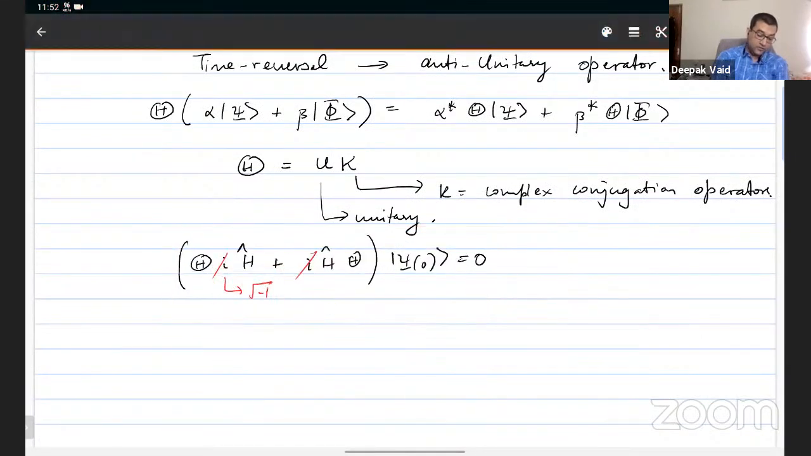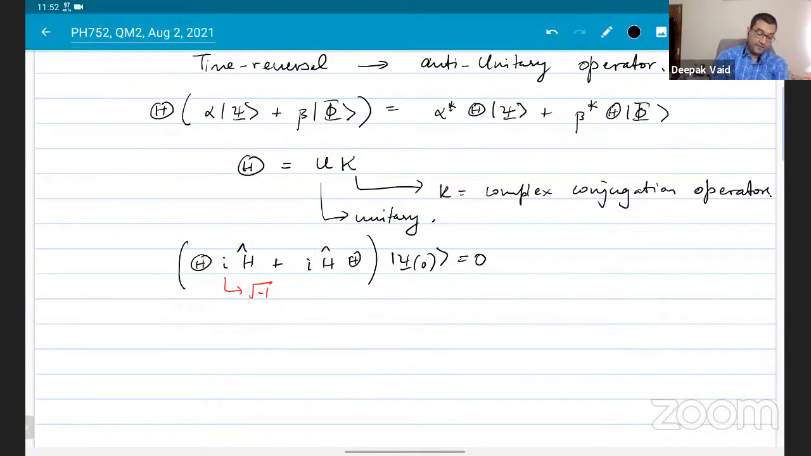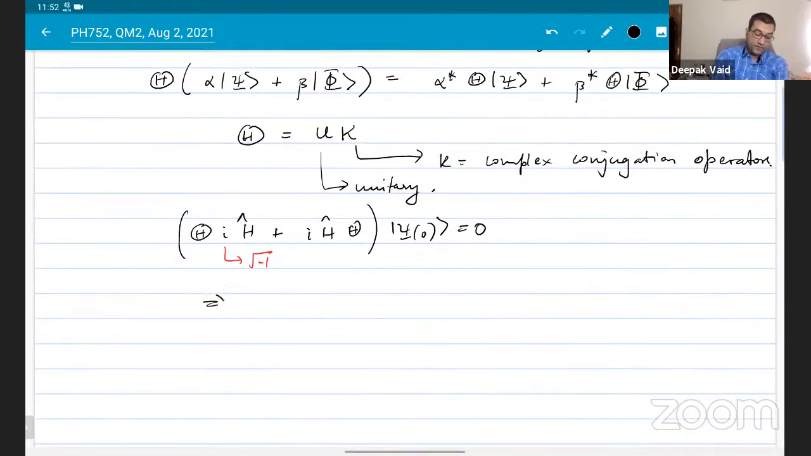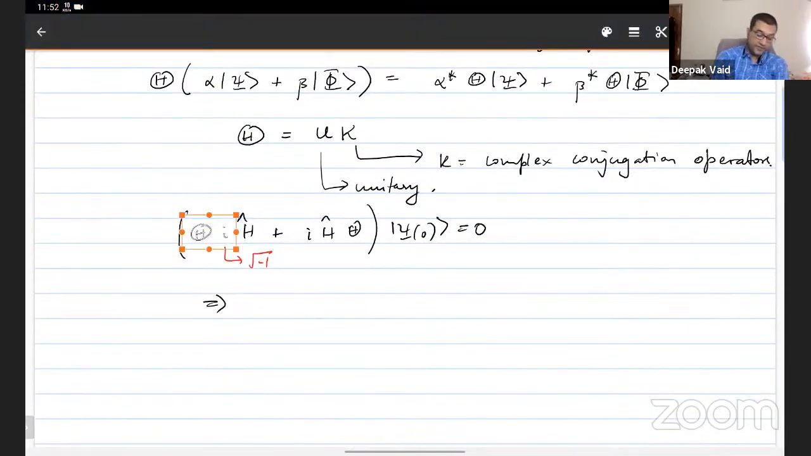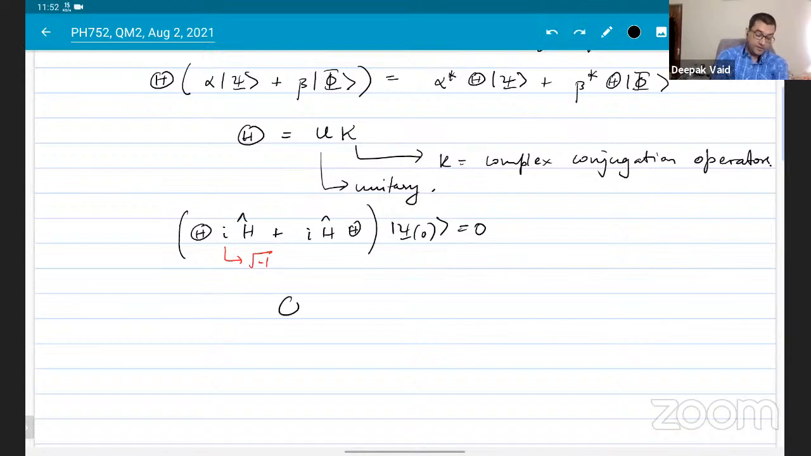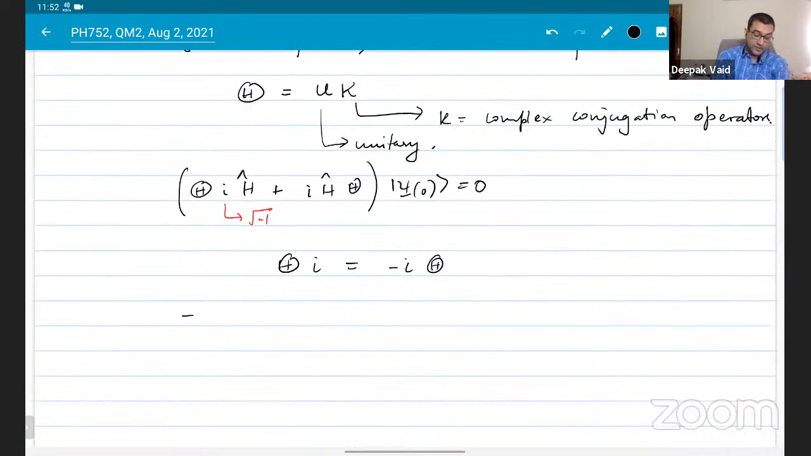Now we don't cancel out these i's, right? Why? Because I have theta i. So if I have theta i, it is equal to minus i theta, by the rules of a unitary operator. And so this expression becomes minus i theta h hat plus i h hat theta psi naught is equal to 0.